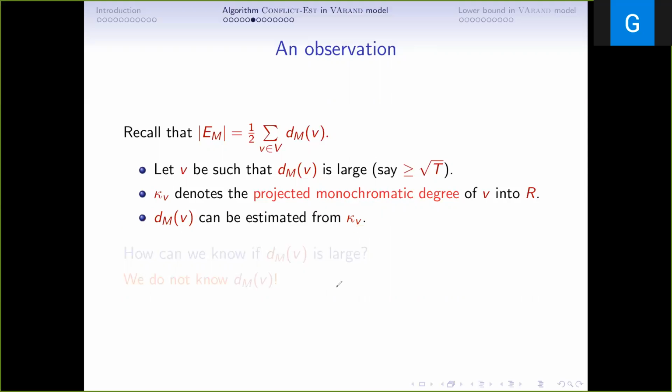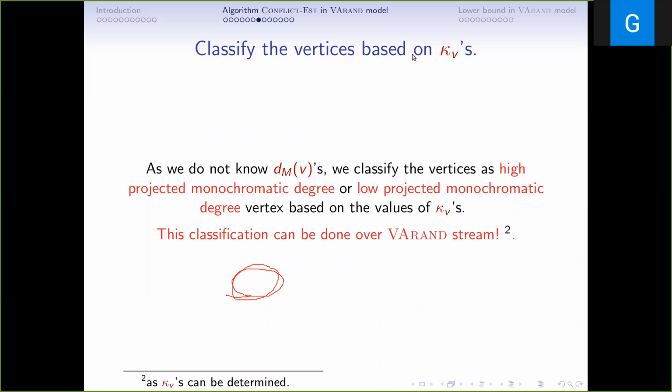But here the challenge is, how can we know whether the vertex B is having large monochromatic degree in the entire graph? Obviously, this is a challenge because we don't know the value of monochromatic degree of the vertices. To cope with this, we classify a vertex to be either high or low based on its projected monochromatic degree, that is kappa B. If kappa B is large, we say the vertex to be high, and if kappa B is small, we say vertex B to be low.